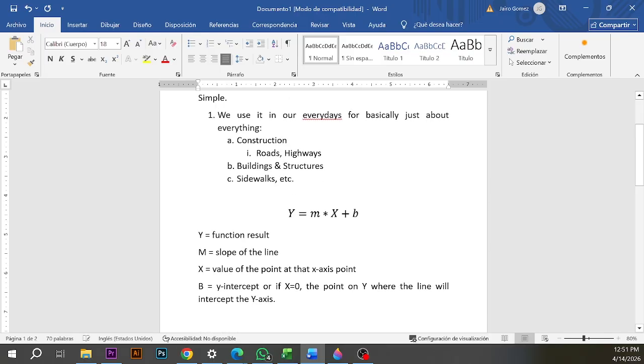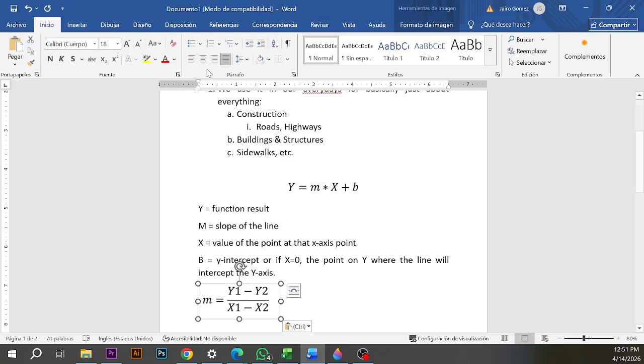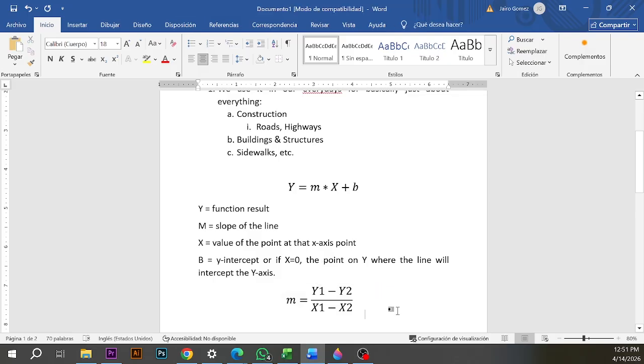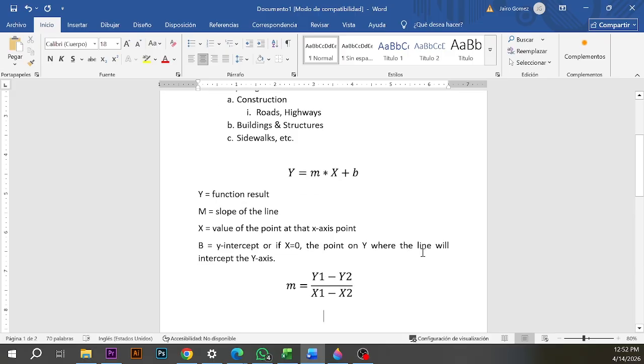So, as I mentioned, it's important to know this because this is something that we'll see in our everyday lives in all ways, shapes, and forms. So you might be asking yourself, how do we calculate the slope? Simple. Our slope is basically taking 2 points on our line and subtracting point 1 from point 2, which I will show in a little bit with our demonstration.